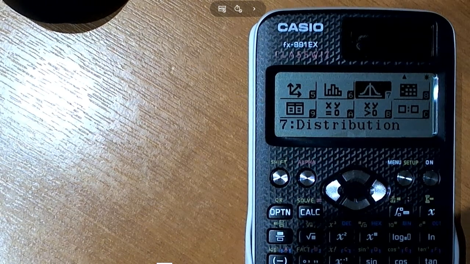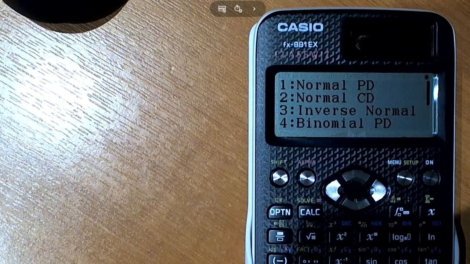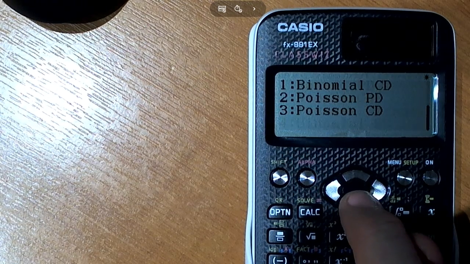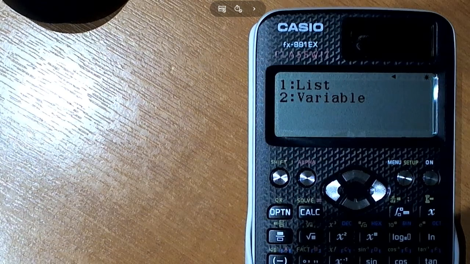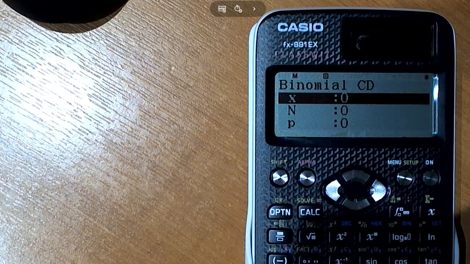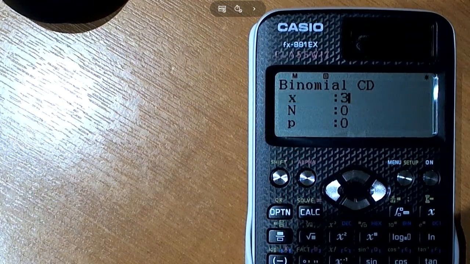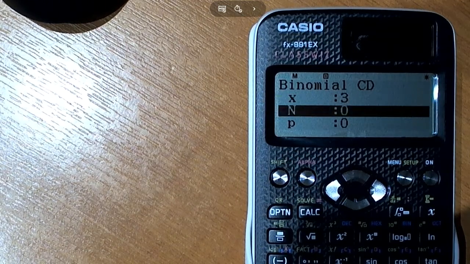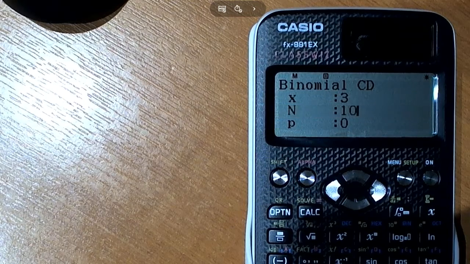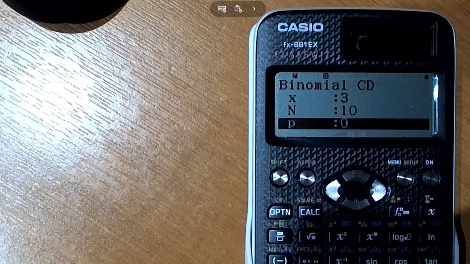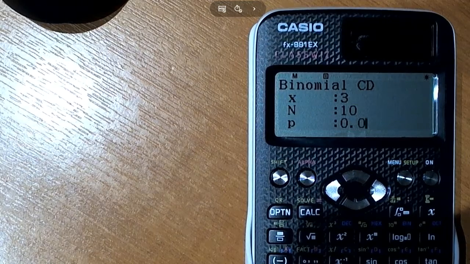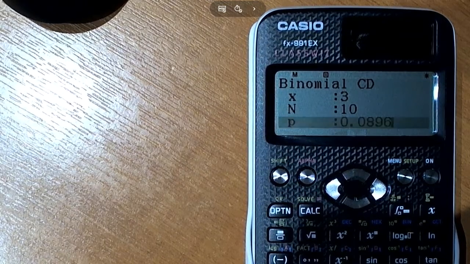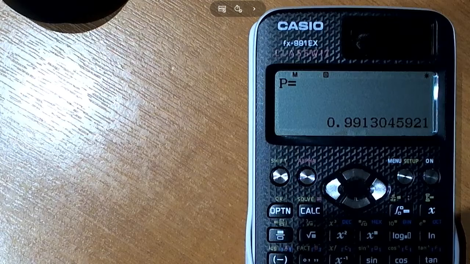So the menu we need on the ClassWiz is 7, and then we want binomial CD, so I'm going to arrow down, and then it's option 1, option 2 for variable. Our x value is going to be 3 because we want x to be less than or equal to 3. Press equals. Our n is going to be 10, and p is going to be 0.0896. Press equals, and then press equals again. And that probability comes to 0.9913.